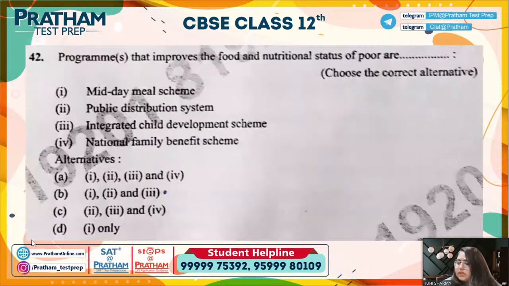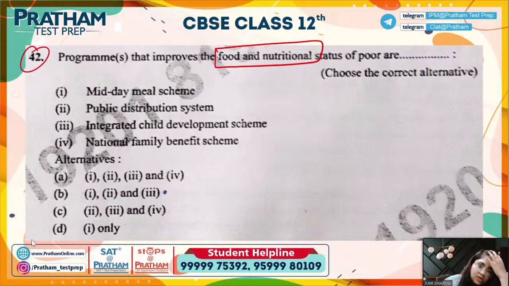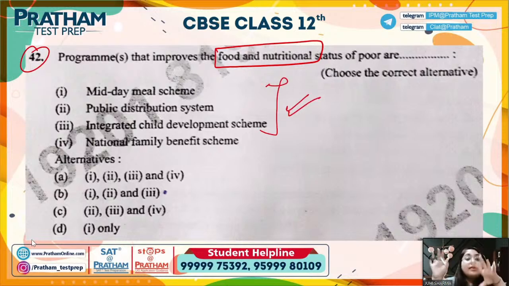Okay. Now question number 42 we have program that improves the food and nutritional status of poor are. Now आपके again poverty alleviation programs हैं, आपको कुछ schemes, कुछ programs दे रखे हैं in which you need to identify कि food and nutrition से related कौन-कौन से हैं. So except 4, बाकी जो 3 है ये तीनों के तीनों food and nutrition से related हैं, except the national family benefit scheme. So option 1, 2 and 3 जहां पर भी होगा, that is in option B is the right answer. Pretty easy, pretty basic question. कुछ इतना ज्यादा दिमाग लगाने की इसमें जरूरत है नहीं यहाँ पे.